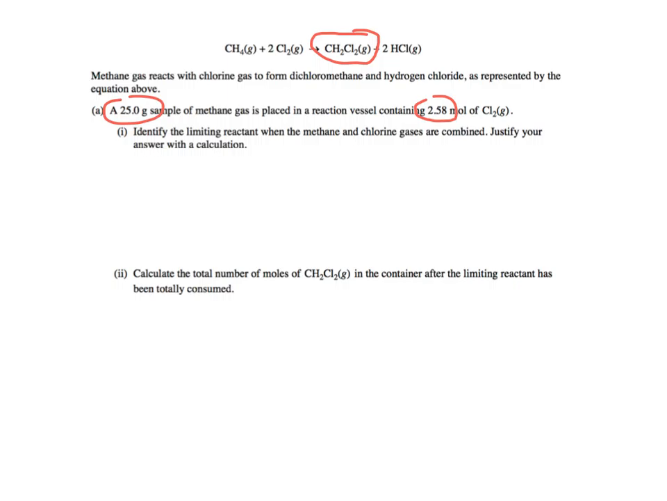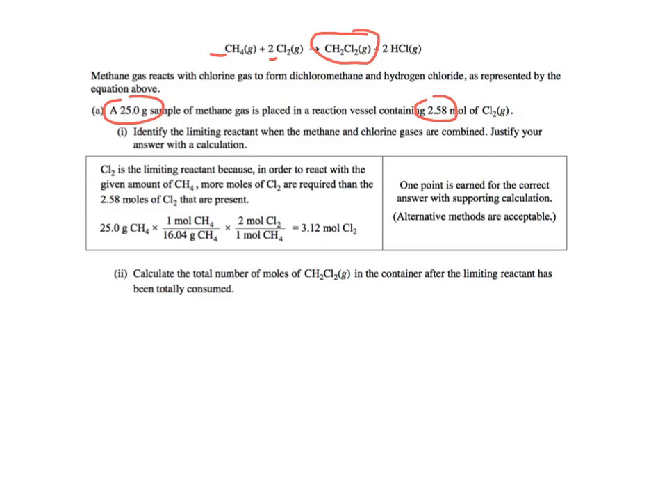You could change the 25 grams of methane into moles, and since you know that there's a 2-to-1 ratio up here, you can figure out which one is the limiting reactant that way. So I think the choice here was to do it the second way that I described. So let me see if I can remove this. There we go.